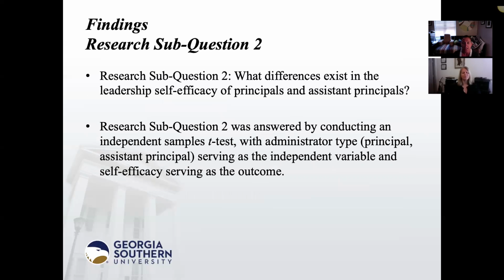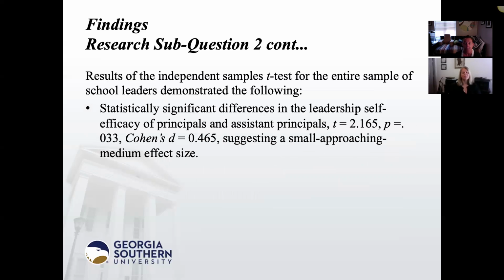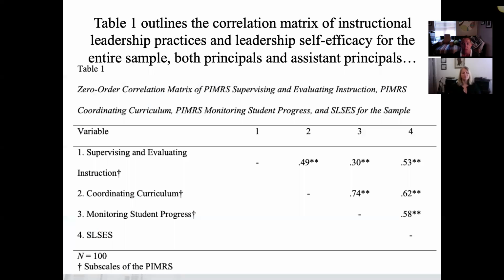We looked at the last research question: what differences exist in the leadership self-efficacy of principals versus assistant principals? We conducted an independent samples t-test with administrator type, principal or assistant principal, as the independent variable. What we found was a statistically significant difference in the leadership self-efficacy of principals and assistant principals, suggesting a small approaching medium effect size. So there definitely was a difference between those 2 groups. These are just some graphs that you might want to look into further that show some of the specifics in the statistical analysis.